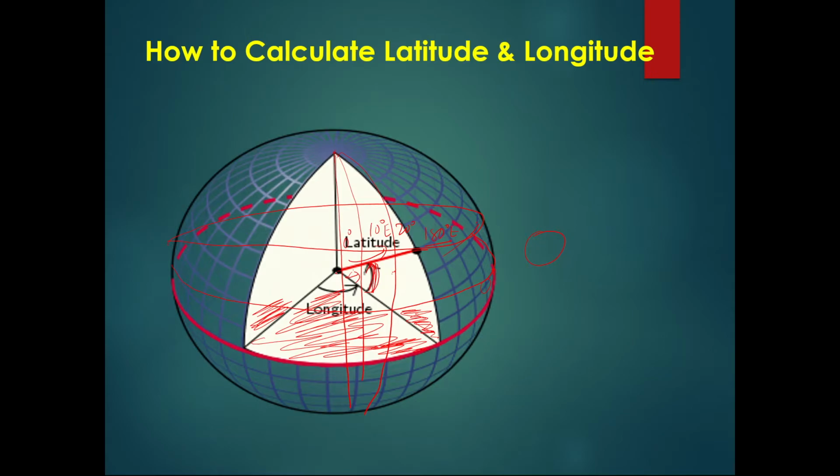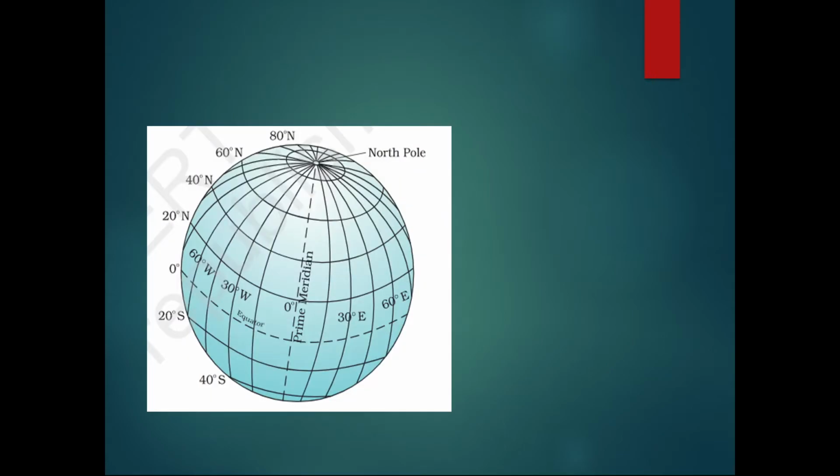So latitudes and longitudes are getting calculated in this way. We will learn about it further also. So you can see it here, this is the prime meridian, and as we are moving eastward, the angle is getting increased from here.